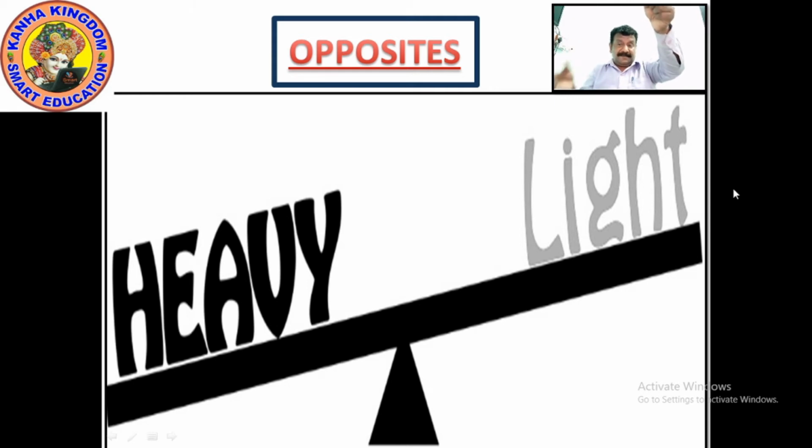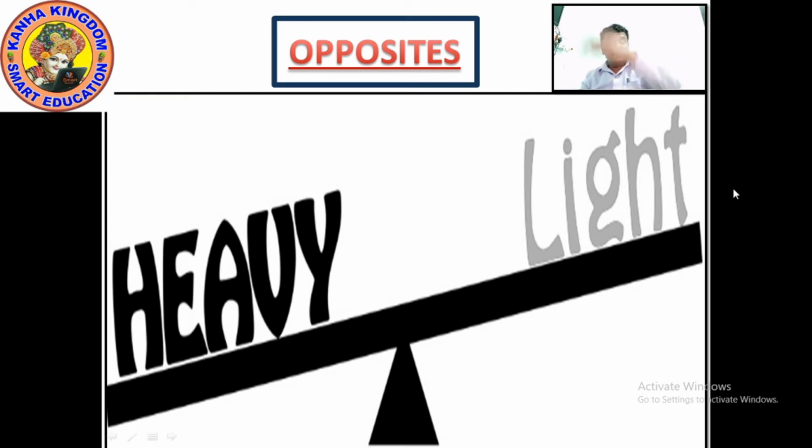To balance it, what does he do? If we ask for 250 grams or 500 grams, he puts that weight of 500 grams on one side, and on the other side he weighs whatever vegetable we want as half a kg, and he balances it. When both sides are balanced, 500 and 500, and he puts one more in it, it becomes more than 500, that side becomes heavy, and it goes down.